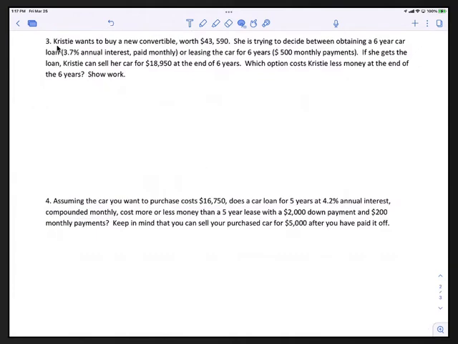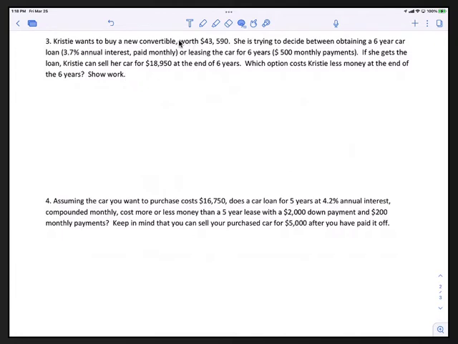All right, here's number 3. Christy wants to buy a new convertible. It's worth $43,590. She's trying to decide between obtaining a 6-year car loan at 3.7% paid monthly or leasing the car for 6 years, and our payments would be $500. If she gets the loan, Christy can sell her car for $18,950 at the end of 6 years. Which option costs Christy less money at the end of the 6 years?